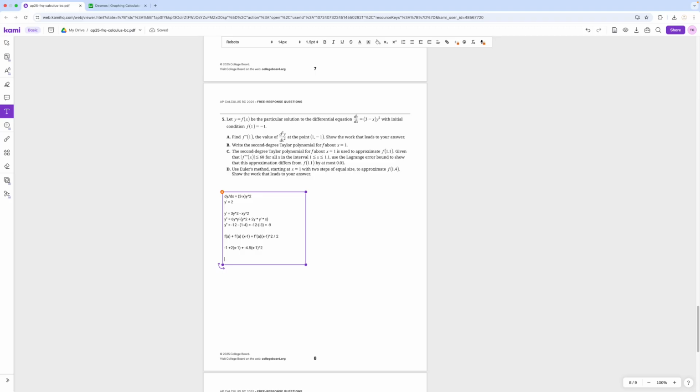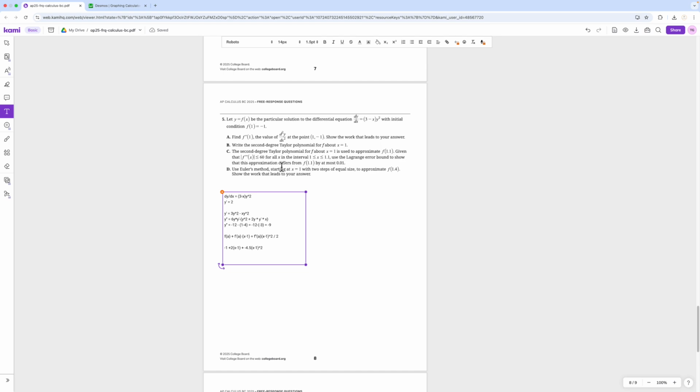So now we're on to part C. The second degree Taylor polynomial for f about x equals 1 is used to approximate f of 1.1. Given that the absolute value of the third derivative of f is less than 60 for all x, use the Lagrange error bound to show that this approximation differs from f of 1.1 by at most 0.01.